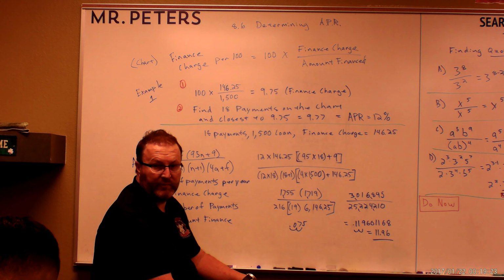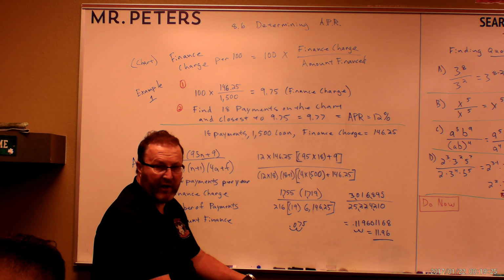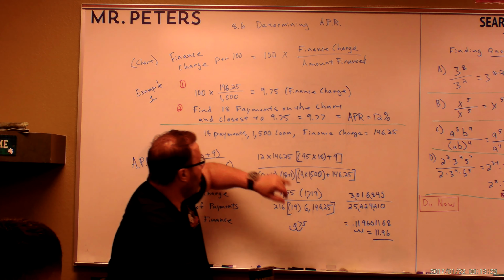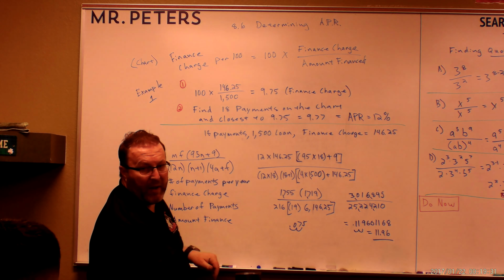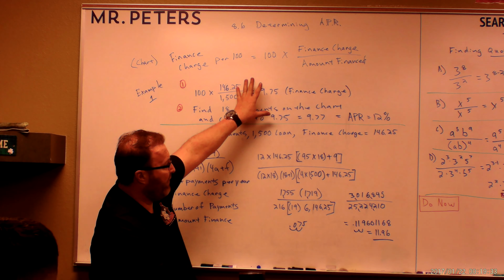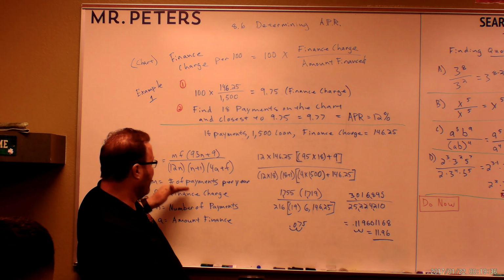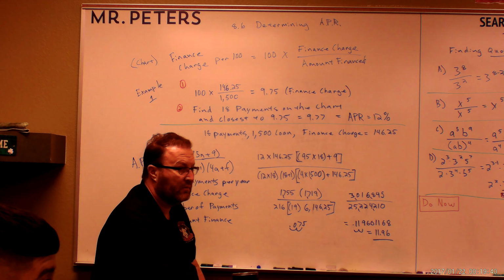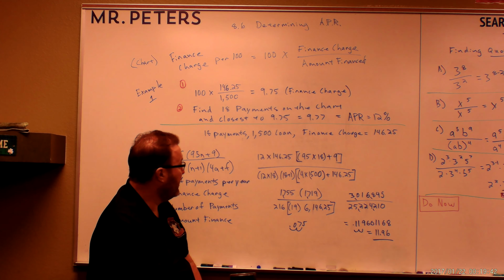So all we're doing is trying to find the APR? Yes, all you're doing is finding the APR because it gave you everything else. It told you what the finance charge is, it told you what the loan is, it told you what the payments were. So either using the table and finding it, or you're following this formula and going through it. Okay?